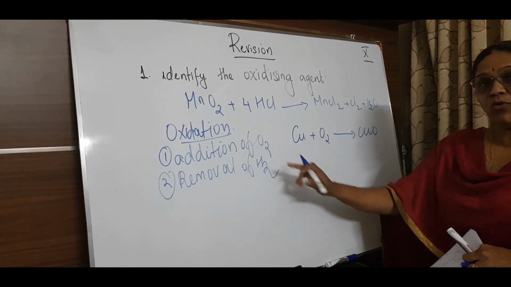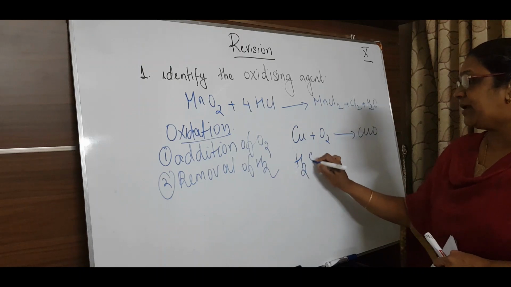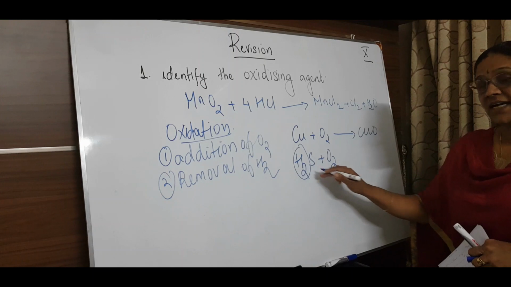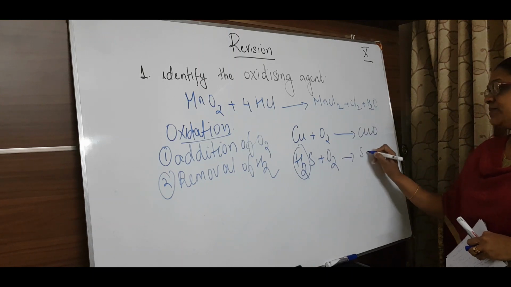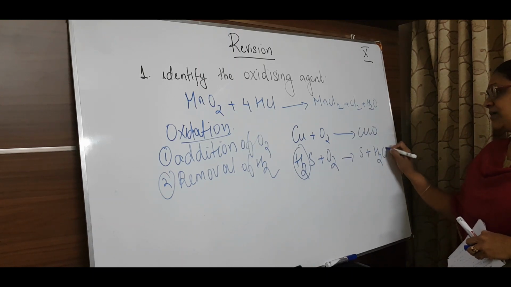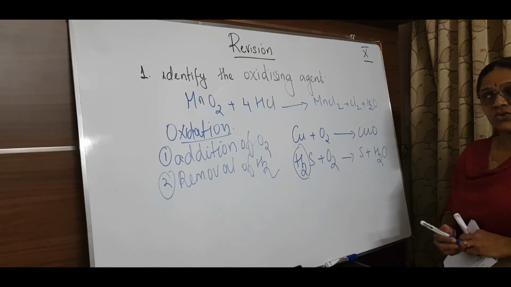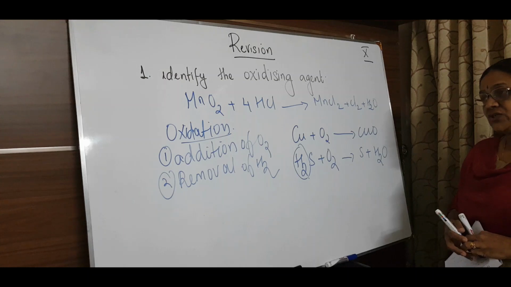Correct. Now removal of hydrogen means what? For example, hydrogen sulfide plus oxygen. In this, hydrogen is getting removed and it forms sulfur plus H2O. So this is an example for removal of hydrogen. So you know that.